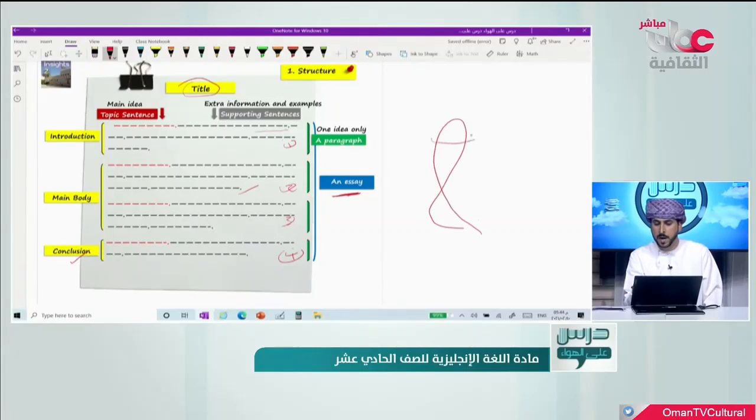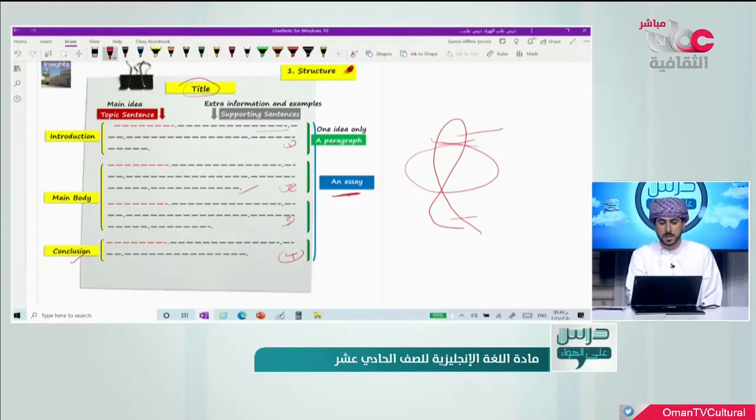Now imagine that we have a fish, like this for example. Here we have the head. The head here is what? It is the introduction. The tail here is what? It is the conclusion. And here is the main body of the fish. So it is the same as the structure of the fish.